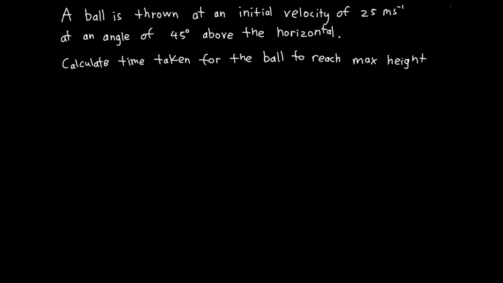A ball is thrown at an initial velocity of 25 meters per second at an angle of 45 degrees above the horizontal. Calculate the time taken for the ball to reach the maximum height.